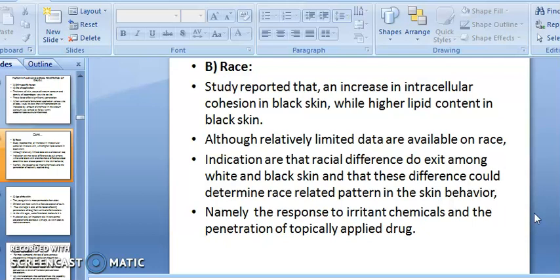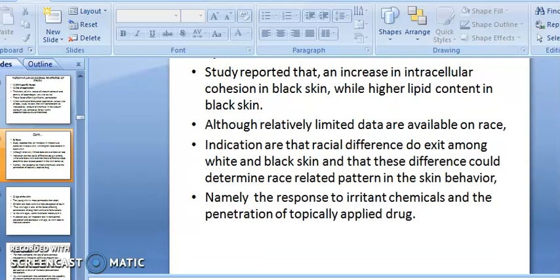White skin and black skin will differ in how they affect drug penetration, namely in response to irritant chemicals and the penetration of topically applied drugs. There is an effect of the race factor. This factor will affect your drug penetration.